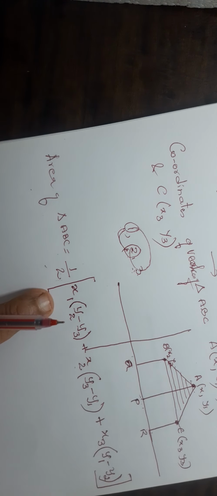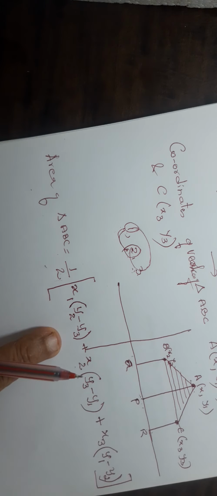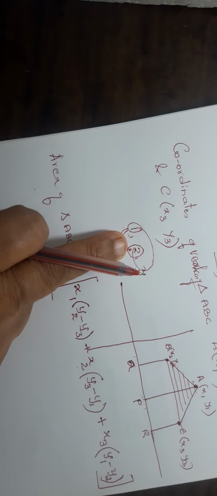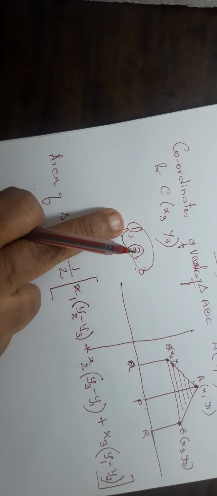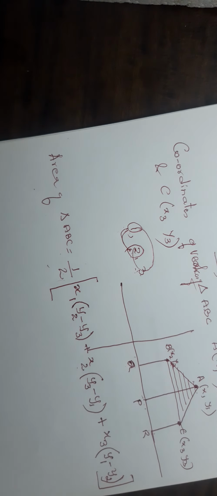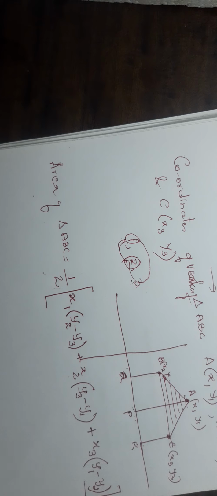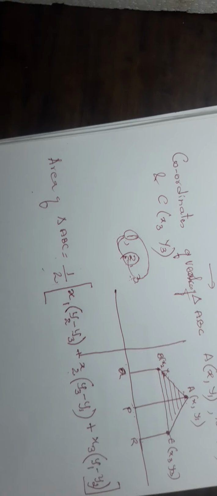So x1 bracket y2 minus y3 plus x2 bracket y3 minus y1 plus x3 bracket y1 minus y2. So if you understand the knack of it, how it comes, then you can remember very well. So this is the formula, and now we are going to do the sums.